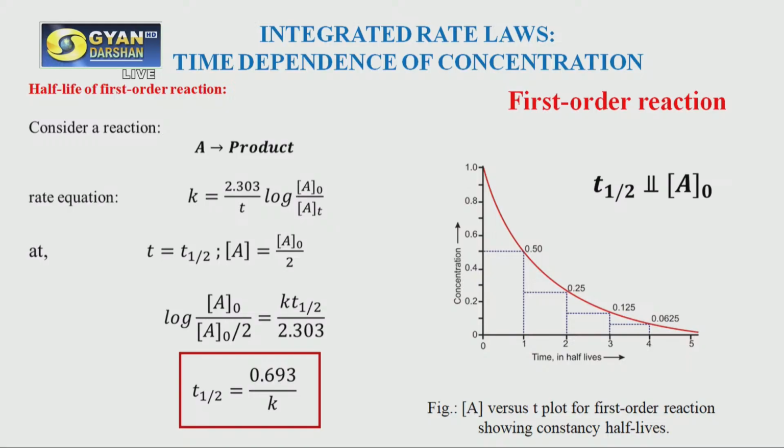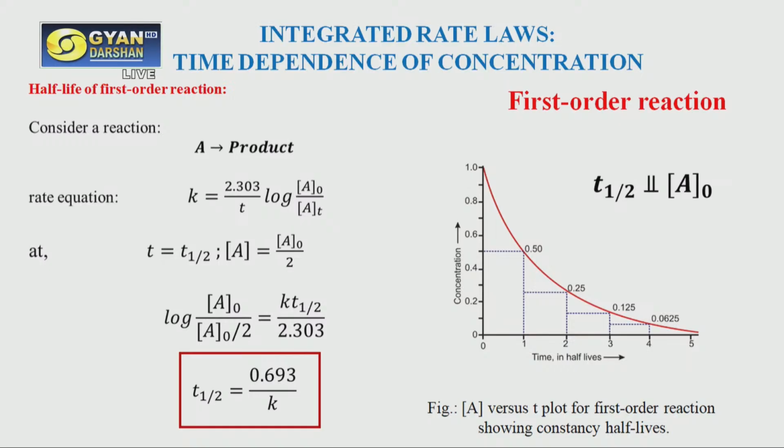Similarly, with the rate equation, simply by putting the concentration of A equal to A naught by 2, meaning the initial concentration by 2, and putting the value in the rate equation, we calculate t half is equal to 0.693 upon k. You must have solved some radioactive problems, which are first order problems. You can calculate the half-life for radioactive decay. This is an important example for the first order reaction.